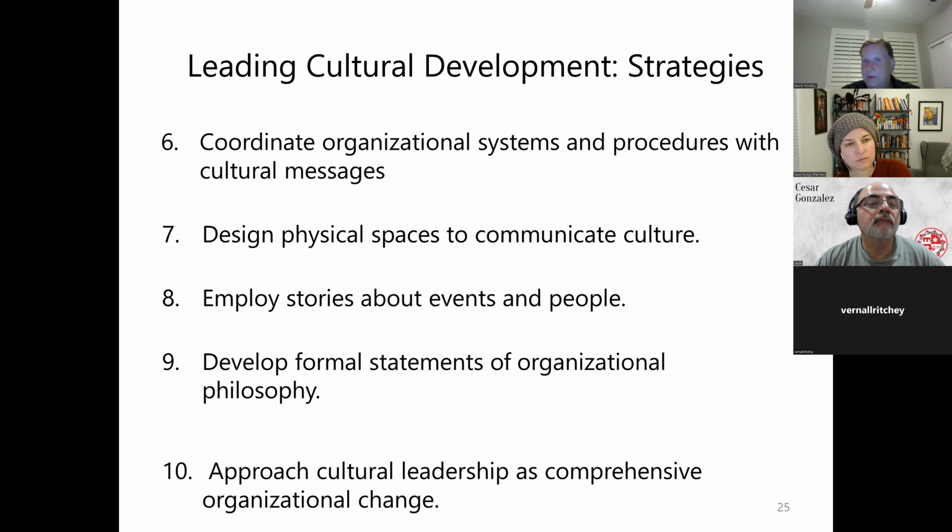Designing physical space to communicate culture. This is one that's oftentimes undervalued, but one that I think is really important. How you design the physical space will have an impact upon culture. And I think we've learned that through the pandemic and all the remote work arrangements and the impact that those remote work arrangements have had on the cultures of organizations.